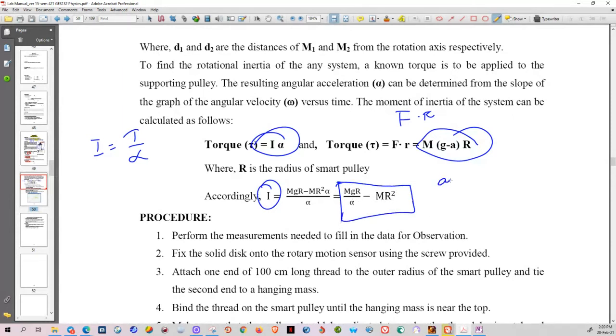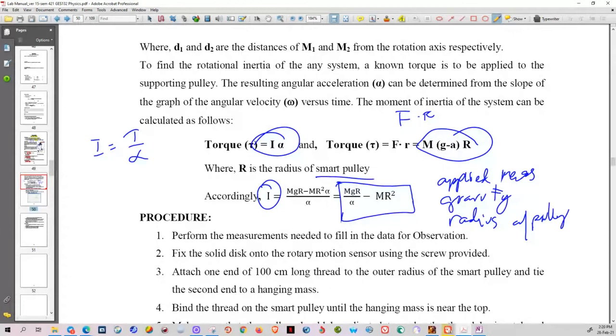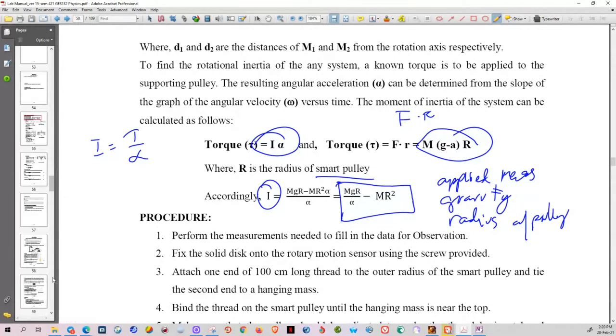What is m here? Applied mass. What is g? Gravity. What is r? Radius of the pulley. It is given there, radius of the pulley. Okay, so let's go back to our data sheet and let's apply the calculations for our disk.